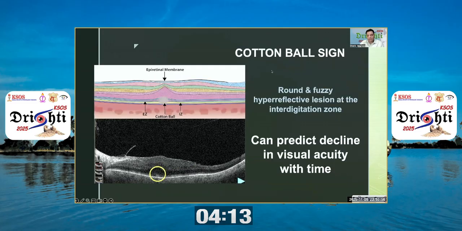And then one more sign which is found in the epiretinal membranes is this cotton ball sign. It is like a round and fuzzy hyperreflective lesion which is seen at the photoreceptor layer or at the interdigitation zone. This can predict decline in visual acuity over a period of time.